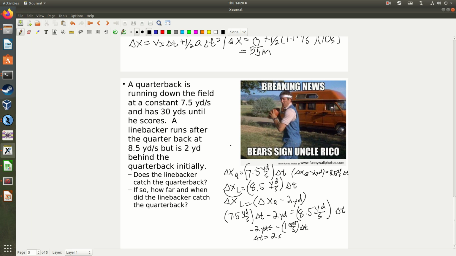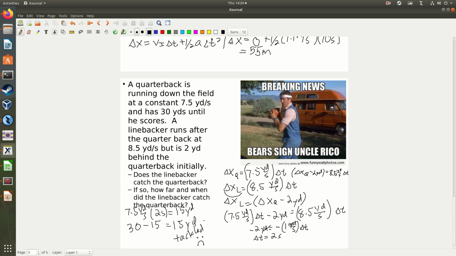Well, that answers the does the linebacker catch the quarterback? Well, we know eventually they are going to. But we want to know how far, when. Well, we got the when, but how far? Well, we know that the quarterback was going 7.5 yards per second. So I could just take my 7.5 yards for every second times 2 seconds is going to be equal to 15 yards. And so he started on the 30-yard line. He went 15 yards, so he's going to end up at the 15-yard line where he gets tackled and is sad because he didn't get very far.